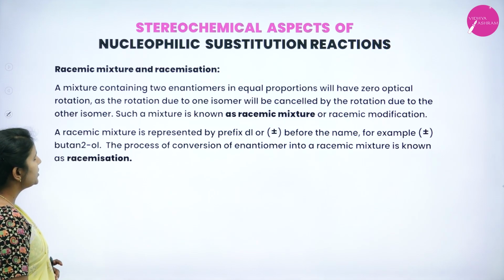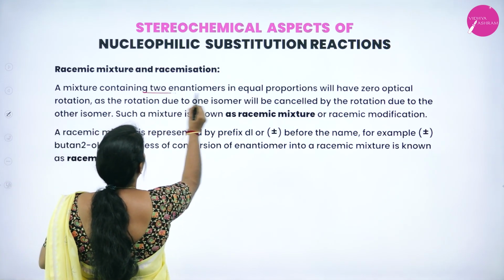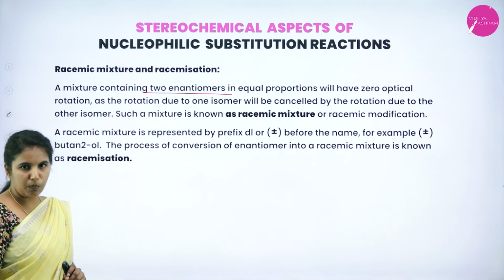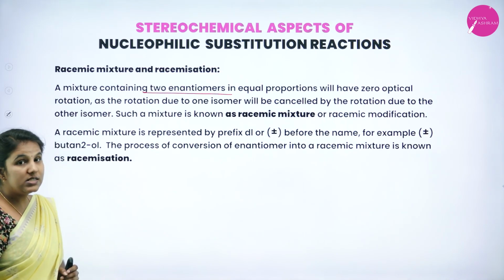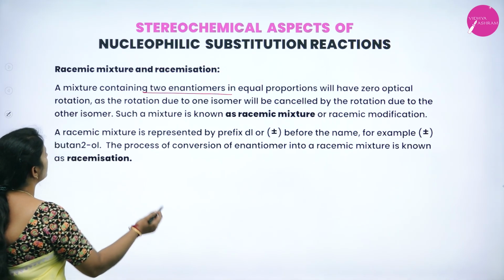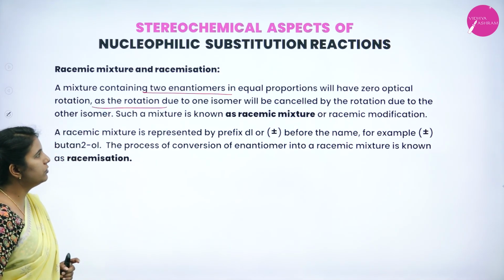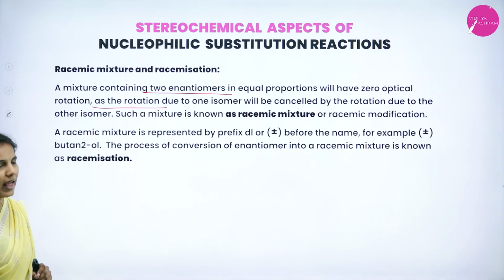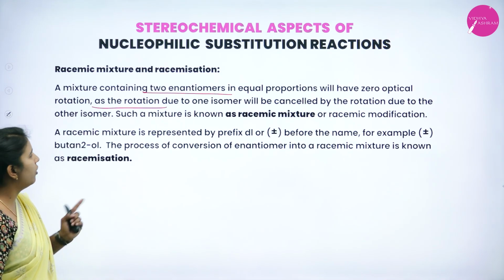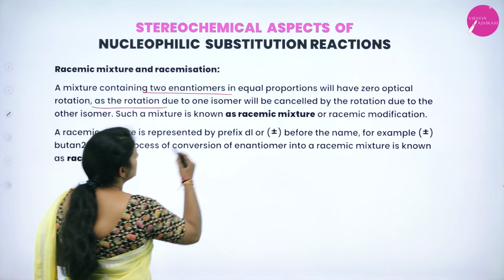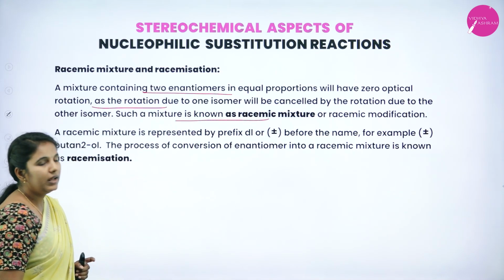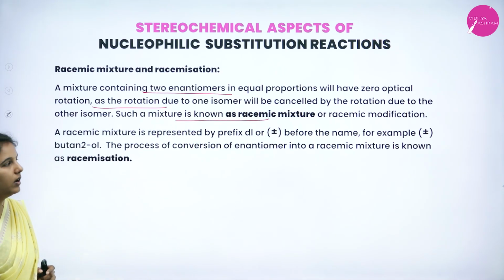Next, we have racemic mixtures or racemization. The mixture containing two enantiomers in equal proportion will have zero optical activity or zero optical rotation, as the rotation due to one isomer will be cancelled by the rotation of the other isomer, and such mixtures are known as what? Racemic mixtures, or racemization we can call.